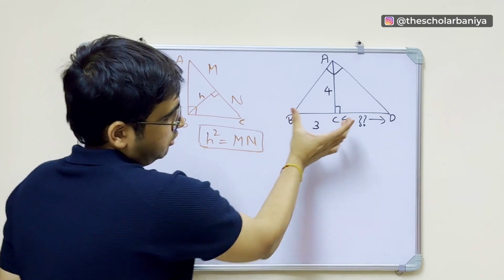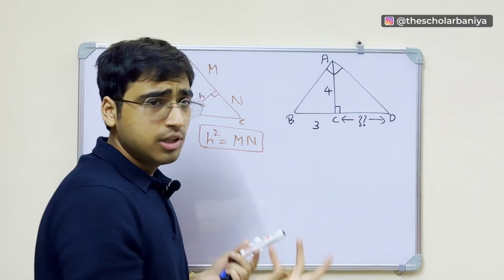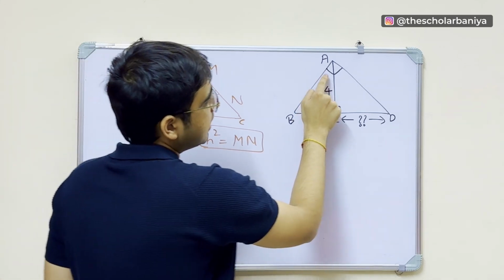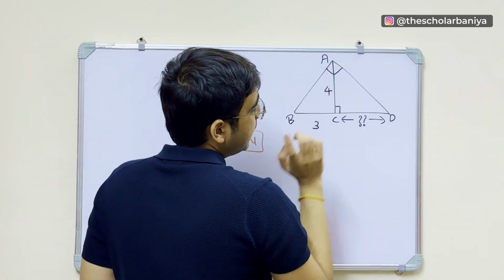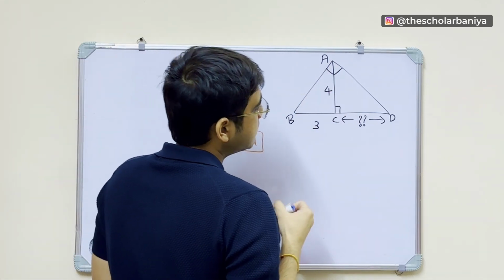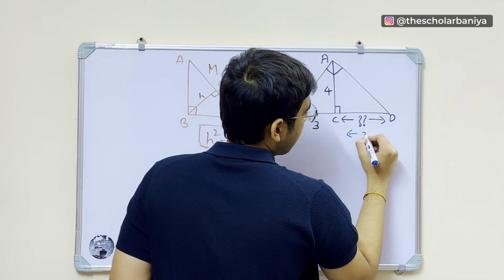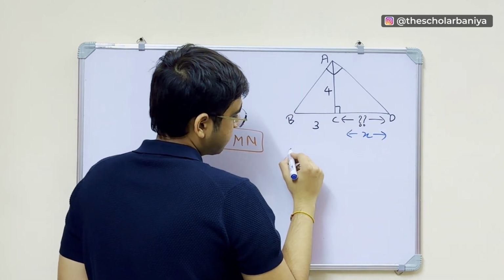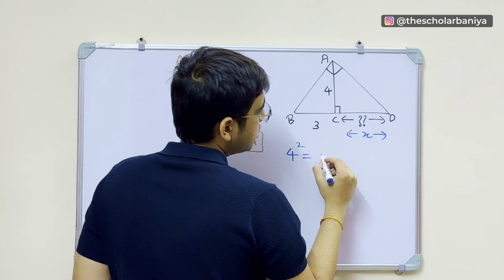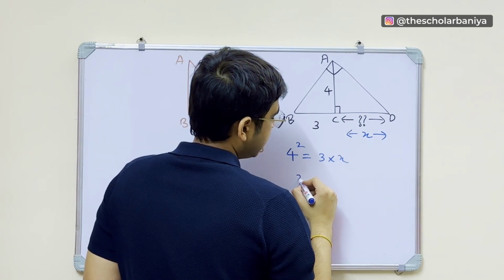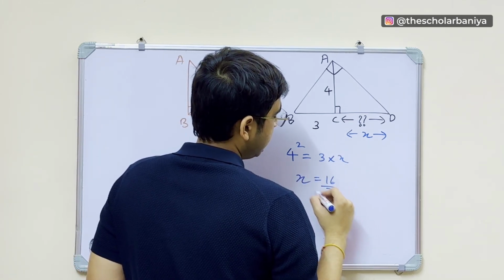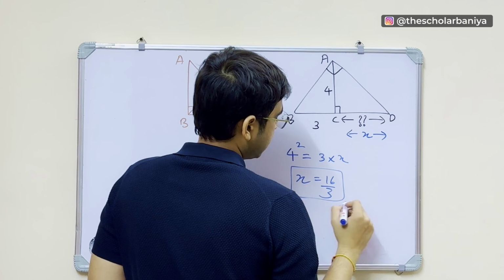So to solve this question also, we do the same thing, right? Because this is a right angle triangle, we drop a perpendicular over here. Let's assume this is x, right? So basically 4 square is equals to 3 into x. So what is x? X is equals to 16 by 3. As simple as that.